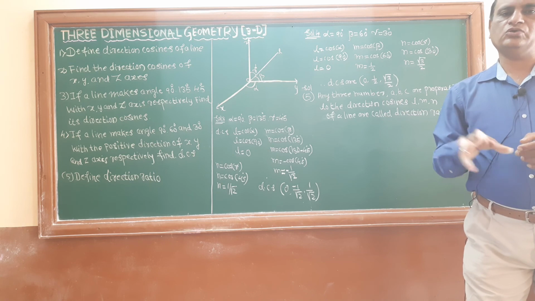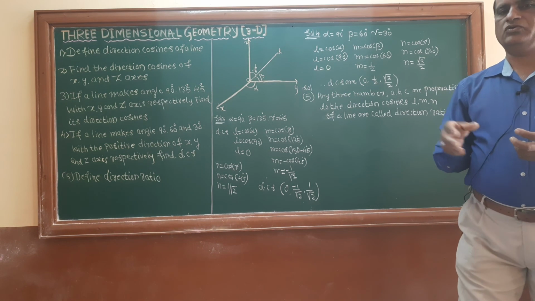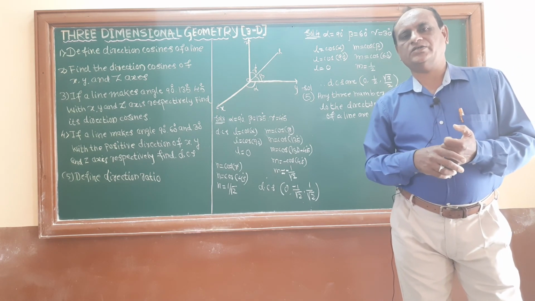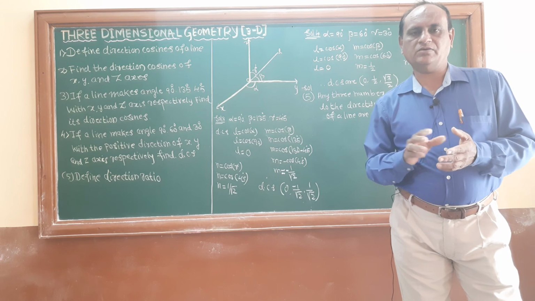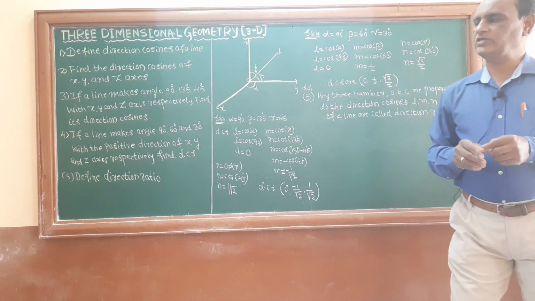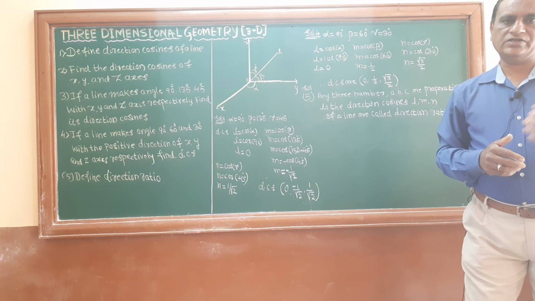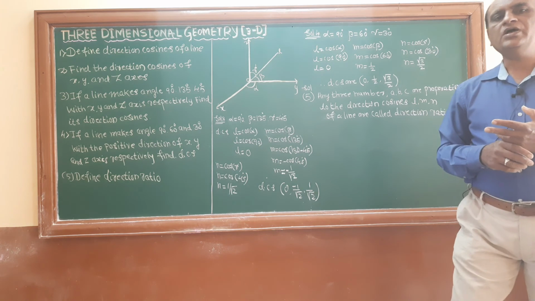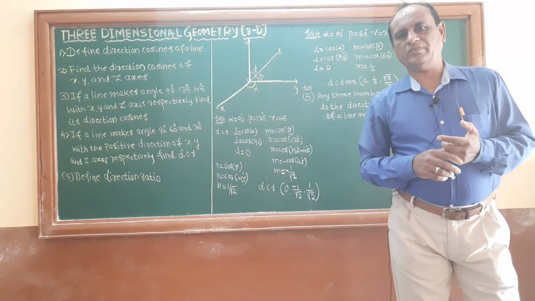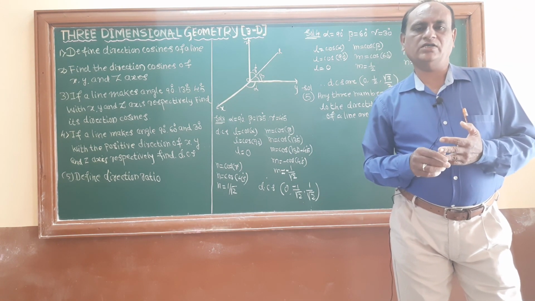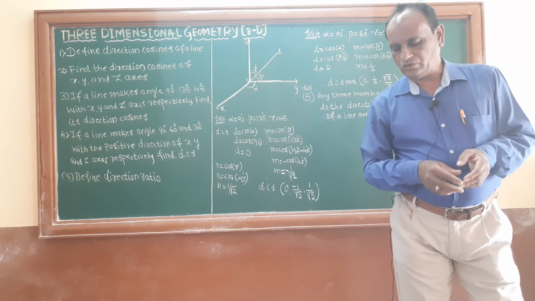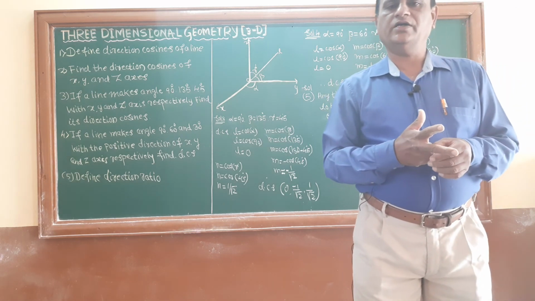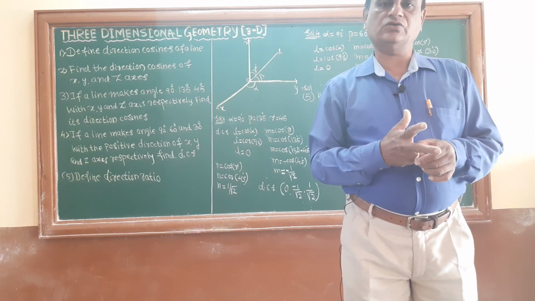And two problems depend on this: how to find the direction cosines when the angles are given. I have discussed two examples for this. The last point is to define direction ratios: any three numbers a, b, c proportional to the direction cosines l, m, n of a line are called direction ratios. Tomorrow onwards I want to start with the relation between the direction ratios and direction cosines of a line.